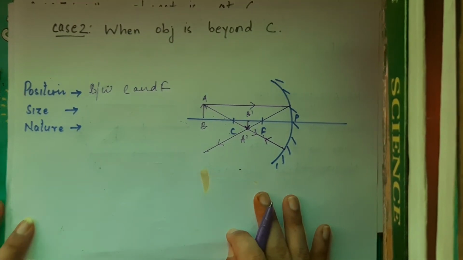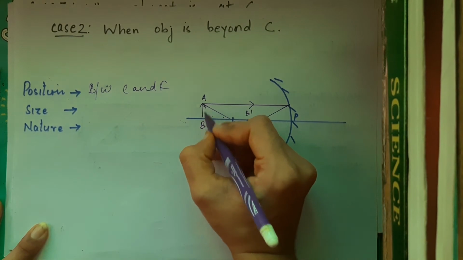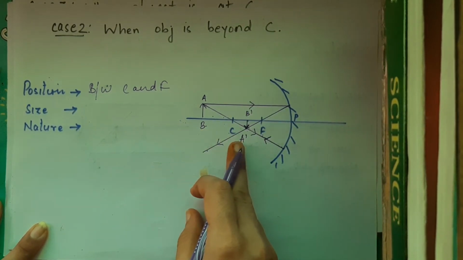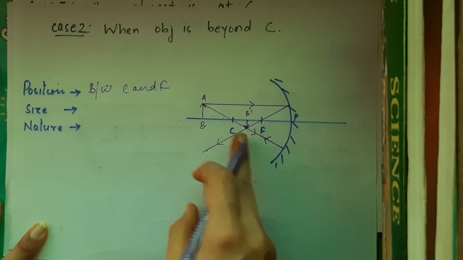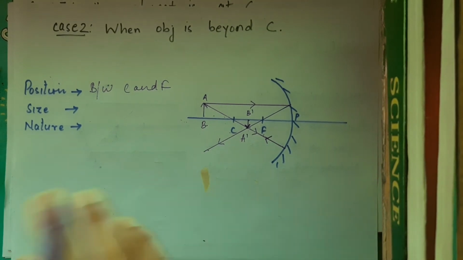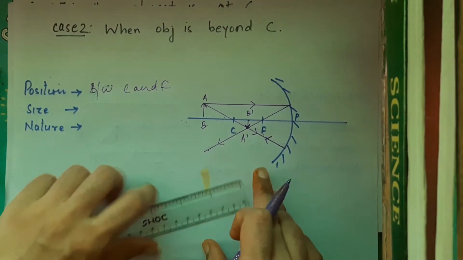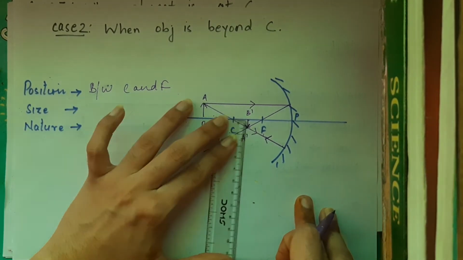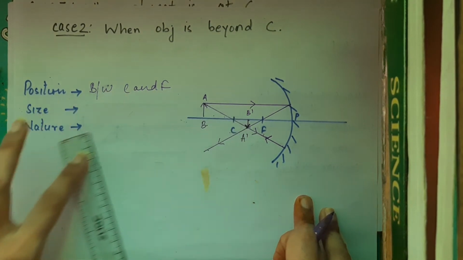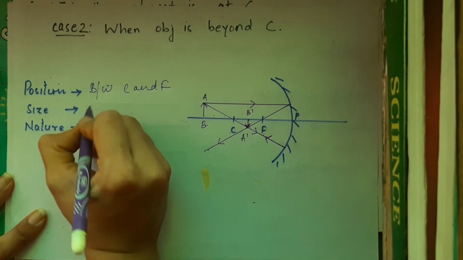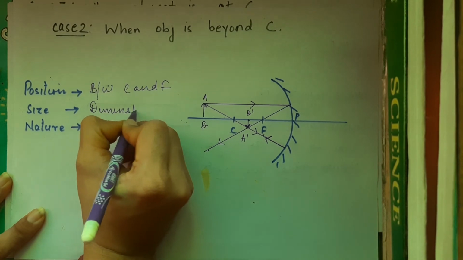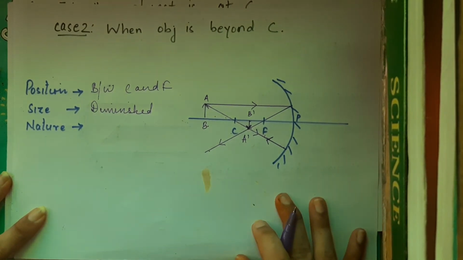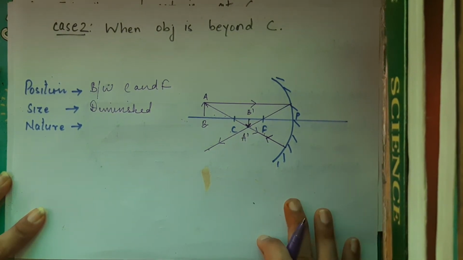What is the size of the image? So you can see that the size of the object is slightly greater than the size of the image. You can see it clearly. If you take a ruler and you start to measure its length, right? So this is somewhat around 1.2 centimeters and this is somewhat 0.6 centimeters, right? So size of the image will be here diminished. Diminished means small size. Not highly diminished, but you will write diminished because you can measure its length and it is less than the length of the object.